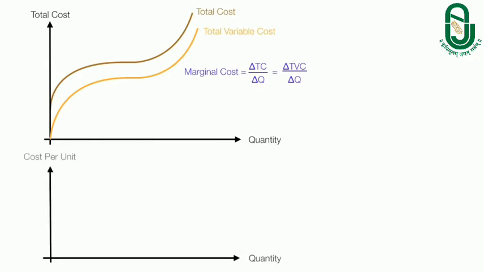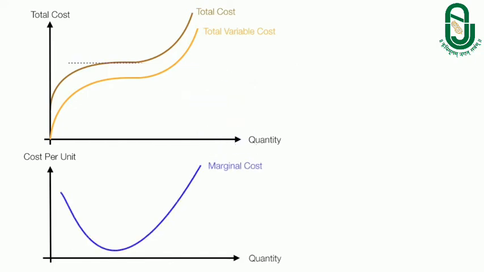Now I'm going to plot the marginal cost. So I put cost per unit on the vertical axis. If I plotted all the points, the marginal cost curve would look something like that. An important concept is where the inflection points are. We'll draw in the average total cost curve.